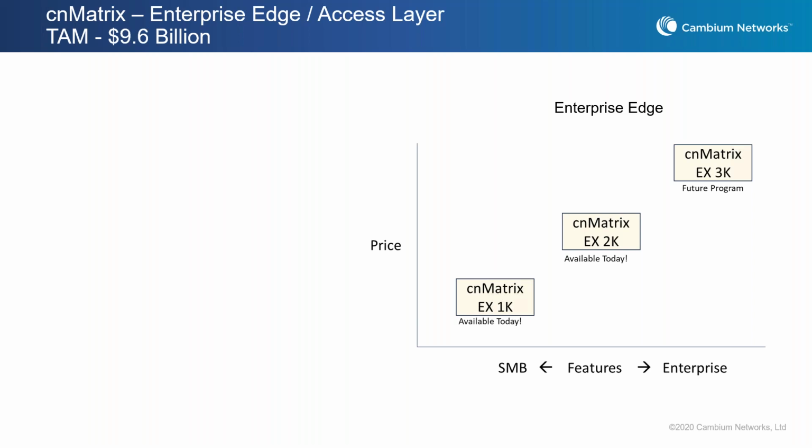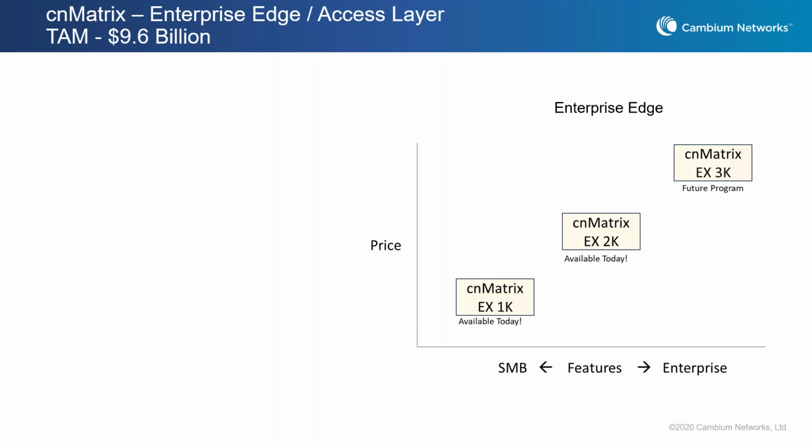So what do you do as a switching vendor like Cambium? Do we build one switch and say, here you go, use this at your edge? No, we don't do that, and other vendors don't either. So we have many families of switches that you can buy for this enterprise edge space. So if you look at this picture, this graph down here, we have the 1K, the EX1K series at the bottom left, and that's available shipping today.